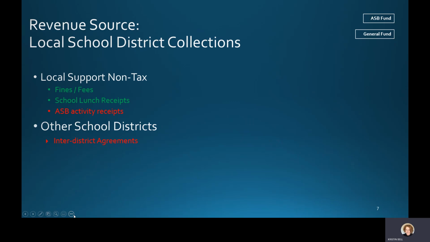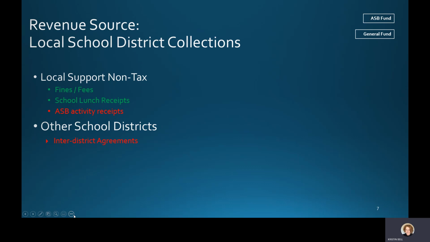When we talk about local school district collections, that's just basically local receipts, right? Anything collected at a building. So under those, there you've got the local support non-tax and then other school districts. Under the local support non-tax, those are your library fines, your classroom fees. If you take an art class or something, there's a supply fee potentially, your school lunch receipts for anyone buying school lunch. And those dollars are green in that, once they come into the system, we can do as we see fit with them.